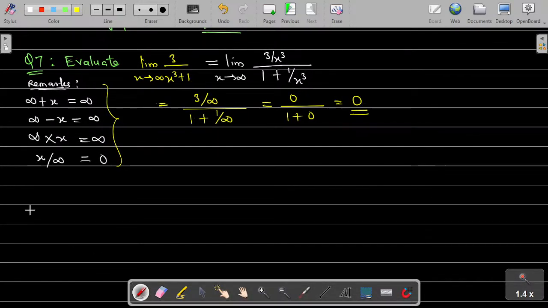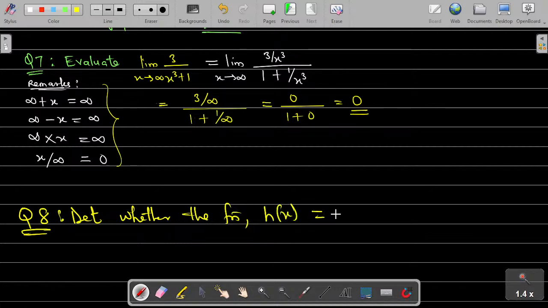Okay, so let's do the next one, which is question number 8. Okay, it says, determine whether the function h of x equal to x raised to the power 3 minus 2x is even, odd, or neither.